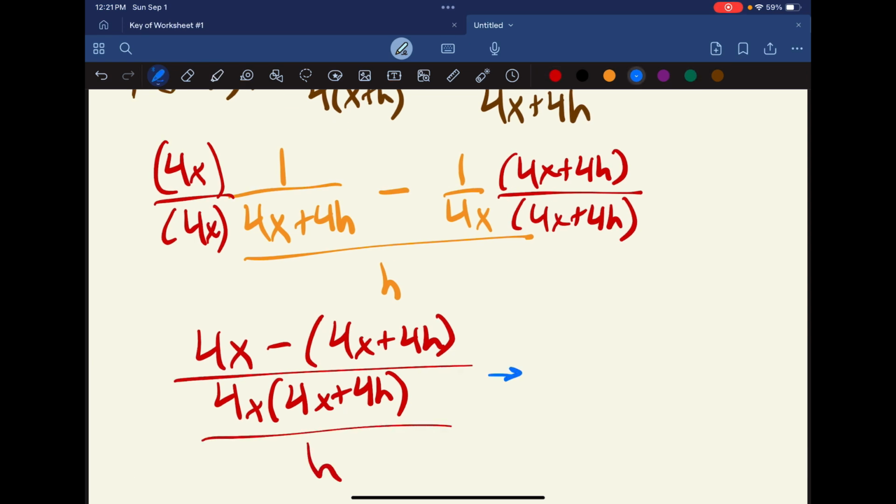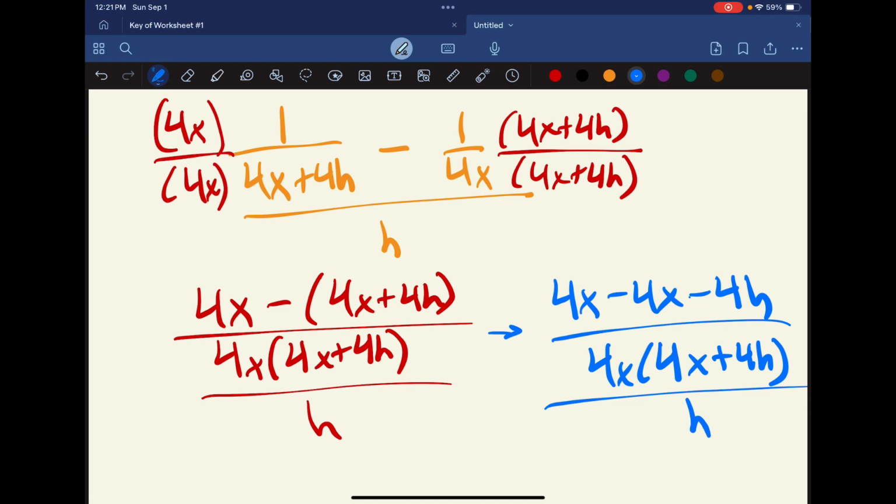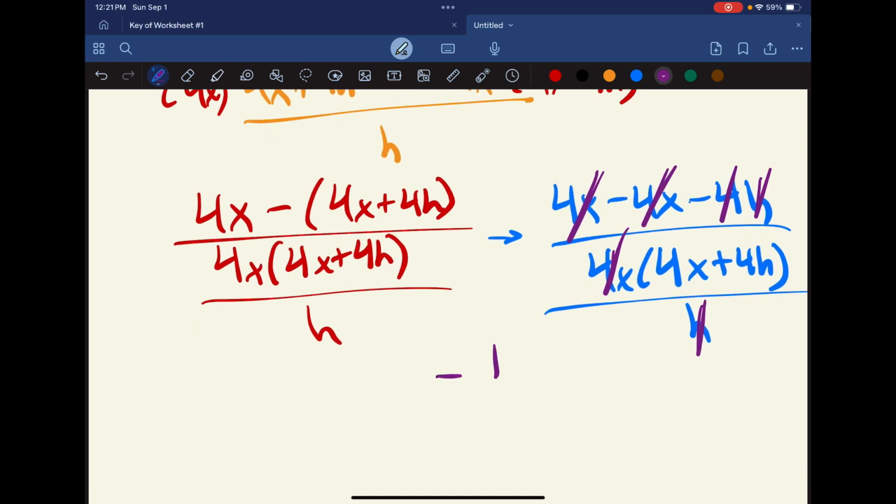So then we can simplify this a little bit, right? Distribute that negative sign to both of the terms. Always be careful with that. That's one place where you might get tripped up, is if you distribute your negative incorrectly, you could get the wrong answer. And then now we just need to cancel our terms. So this positive 4x cancels with this negative 4x. This 4 cancels with this 4, and this h cancels with this h. So we are left with negative 1 divided by x times 4x plus 4h.